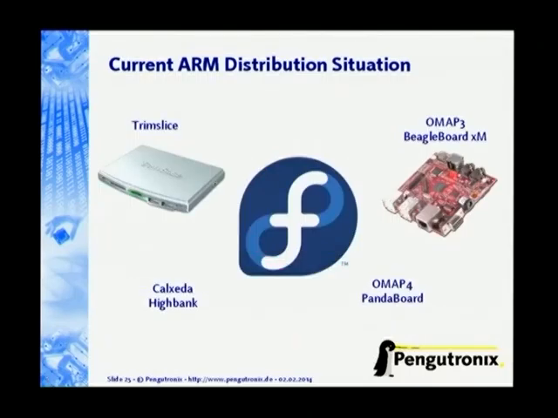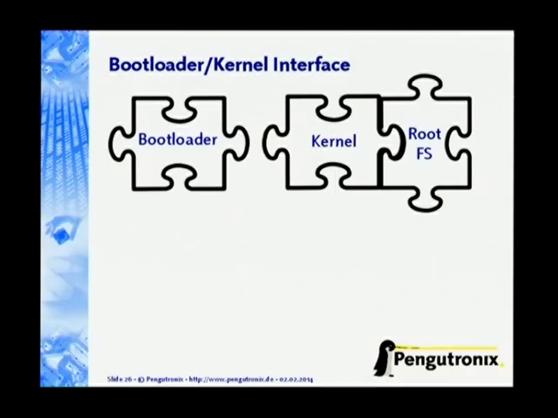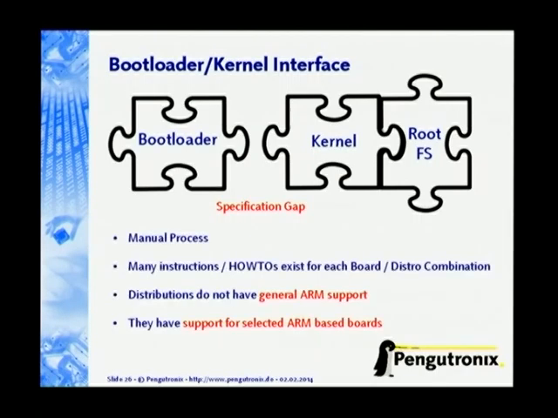Fedora, the same thing here. For every distribution, if you look at which ARM devices they support, you will find a completely different set. One distribution has been tested by some people on that hardware, and another distribution on other hardware, and they have written a how-to, and then it is supported. But there's no generic way. Here is where we have this gap between bootloader and kernel, and there's nothing unified in that area so far. So it's basically a manual process, as I told you, with a lot of reading, and in the end, the distributions do not have general ARM support for any available board, but just for selected ARM-based boards.